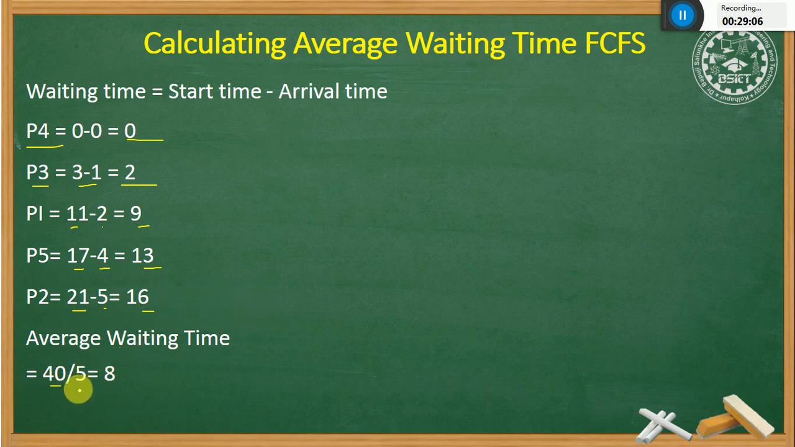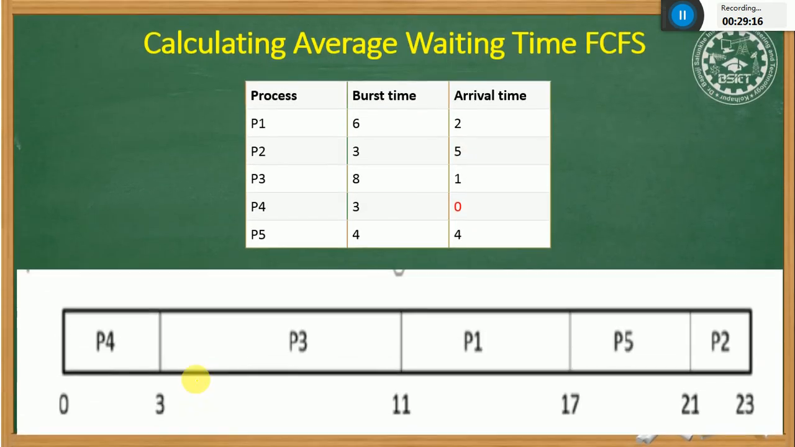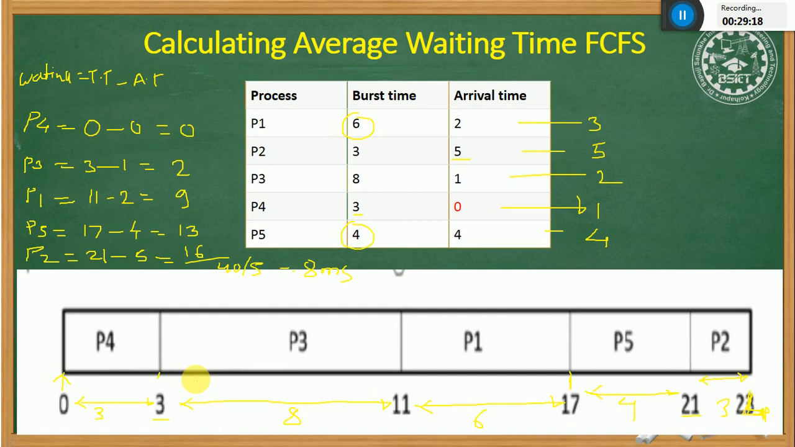So the addition of all is 40, divided by the number of processes, 5. So the average waiting time of this algorithm is 8 milliseconds. So it is very easy to calculate using the Gantt chart. When you prepare the Gantt chart, you can get easy answers.